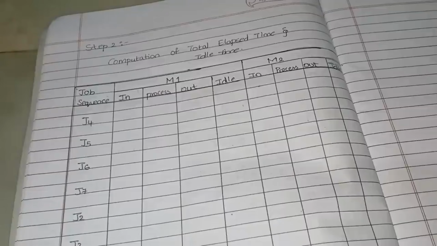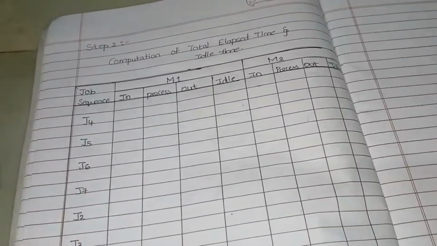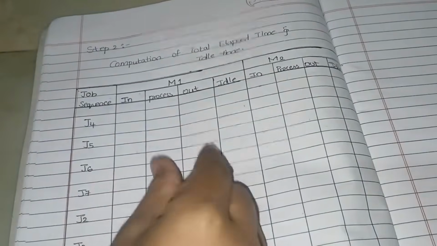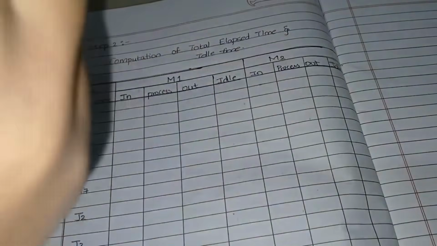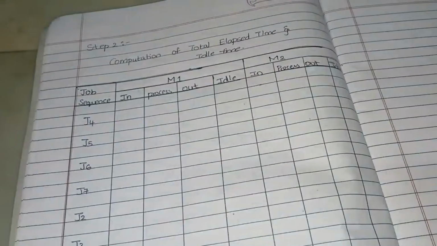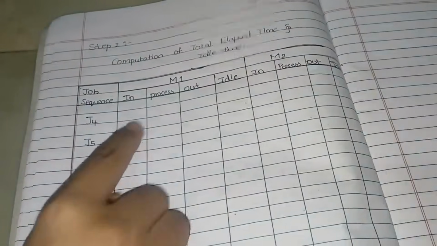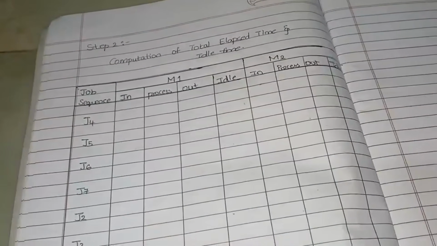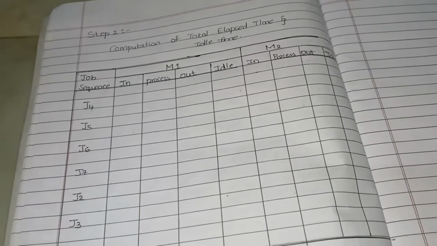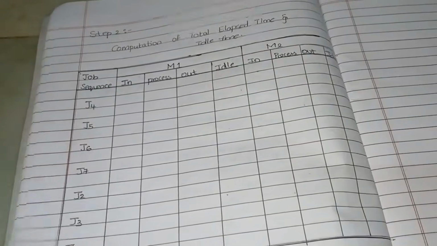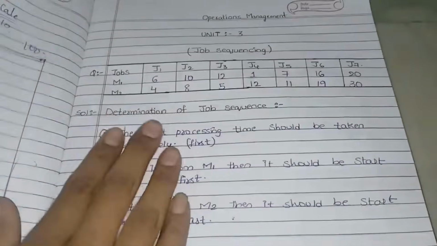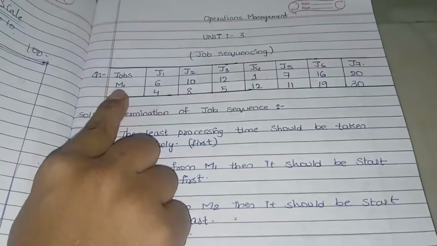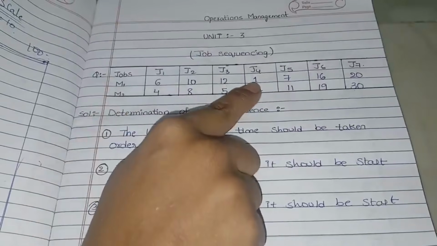ఓకే, ఇప్పుడు మనము మెషిన్ 1ది ఎలా కనుక్కోవాలో చెప్తాం. ఇన్ టైం, ప్రాసెస్ టైం, ఐడియల్ టైం, అవుట్ టైం ఎలా కనుక్కోవాలో క్లియర్‌గా చెప్తాను. వీడియోని చాలా జాగ్రత్తగా చూడండి. ఫస్ట్ మనము ప్రాసెస్ టైం కనుక్కోవాలి. ఫస్ట్ మనకి ఏముంది? J4. మెషిన్ 1లో J4 వాల్యూ ఎంత? 1.